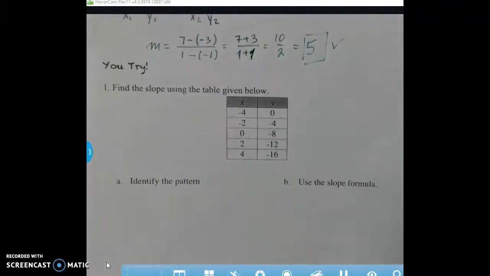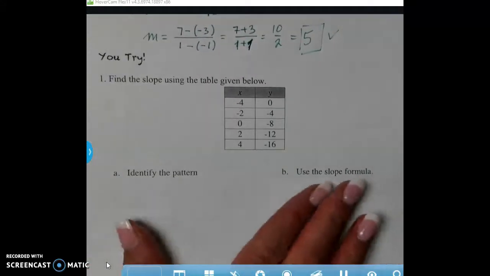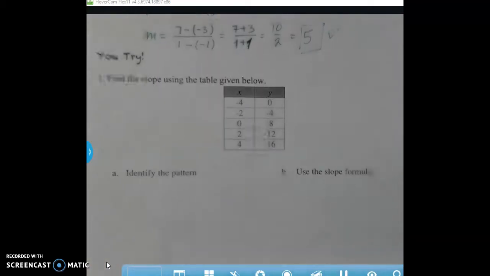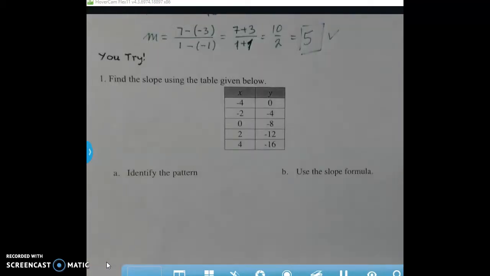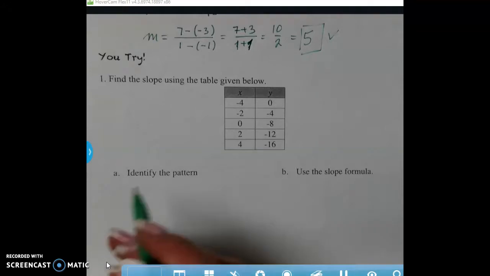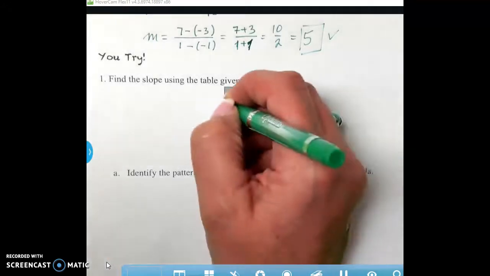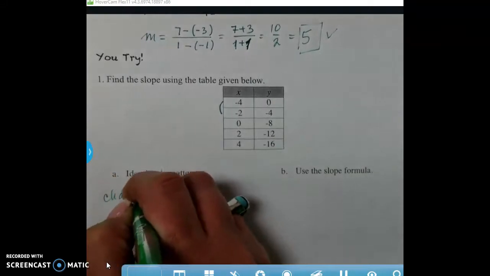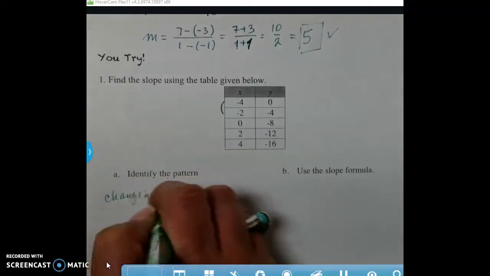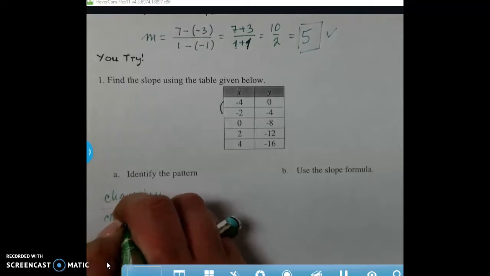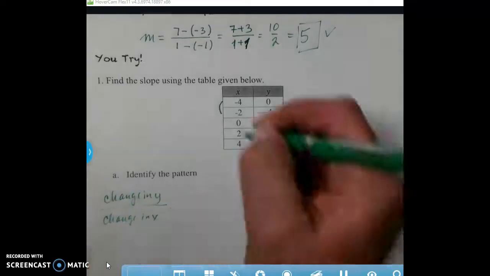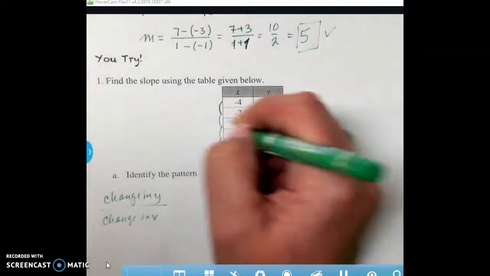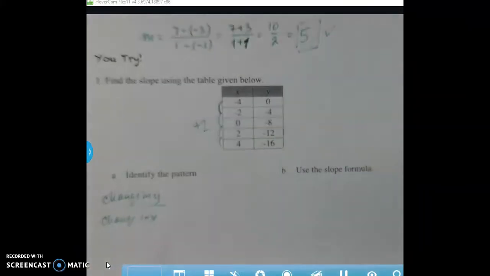So usually you are not given two options, but as we learn in this process, we are going to use both. So first one, identify the pattern. Again, pattern of change. Change in y, and we're going to divide by change in x.